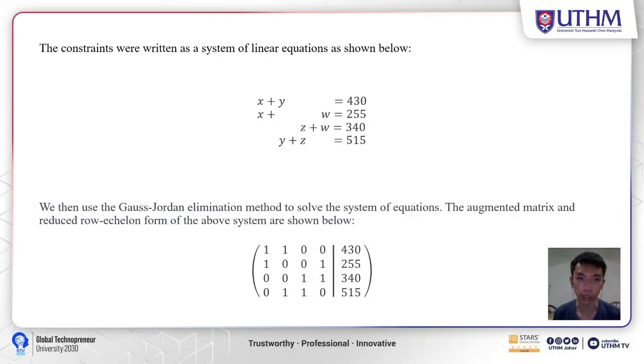Then we write a system of linear equations to better represent the figure. Next, we use the Gauss-Jordan elimination method to solve the system of equations. We write it in an augmented matrix form and reduce it to row echelon form.